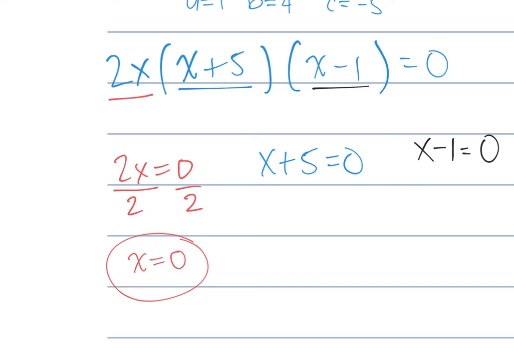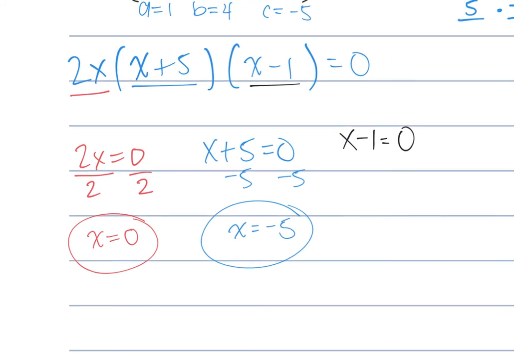How would you solve x plus 5 equals 0? Daniel? Subtract 5 from both sides. Yep. And then x equals -5. Good. And the last one, Cody K, what would you do? Add 1 to both sides. x equals?